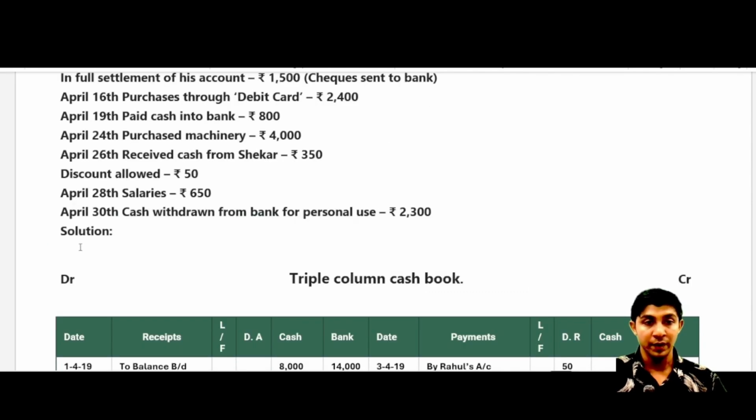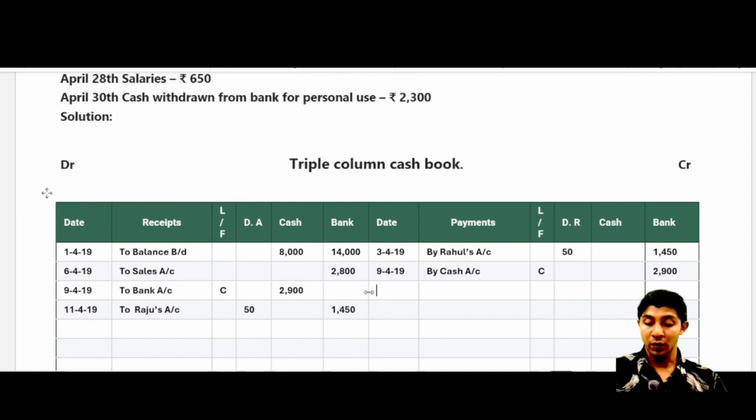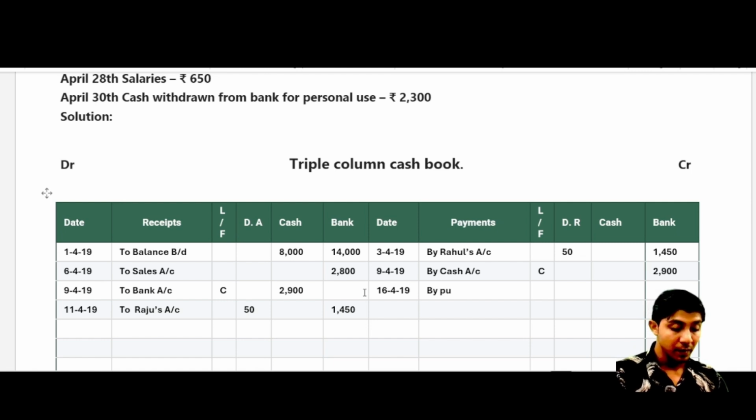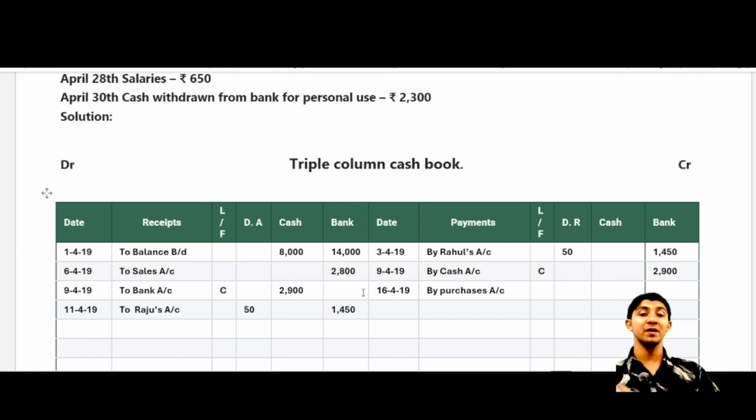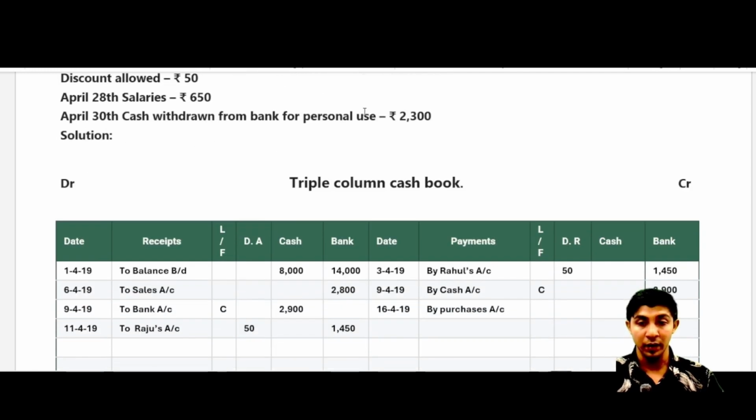Now let us move towards the next transaction, and that is purchased through debit card. This means we have purchased goods and payment is made through debit card. तो हमारे बैंक अकाउंट में से पैसे जाते, पैसे गए, so we have to record on the payment side. The date is 16th. So what we'll write? 16th April 2019, and in the payment side we have to record by purchases account, and the payment is made through debit card. So we have to enter the amount in the bank column. What is the amount? 2400 is the amount.